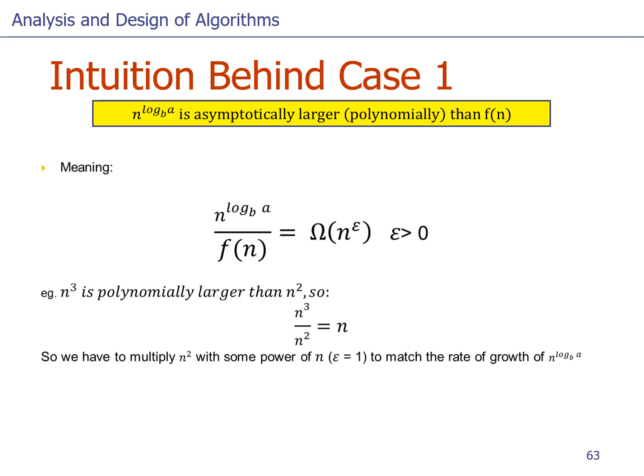Now, this is again an example. n cubed is polynomially larger than n squared. So if I divide n cubed, where did I get n cubed from? It's the amount of work I'm doing at the leaf level. Where did I get n squared from? It's the amount of work I'm doing at the root level. So the difference between them is polynomial. It's n. Okay? So if that's the case, then we are at case 1.